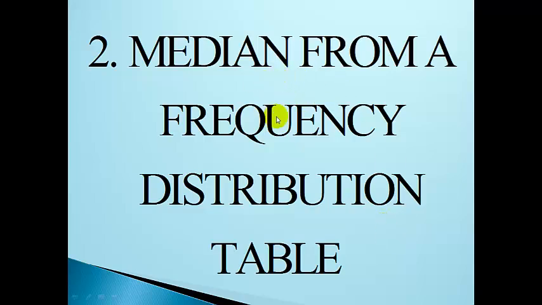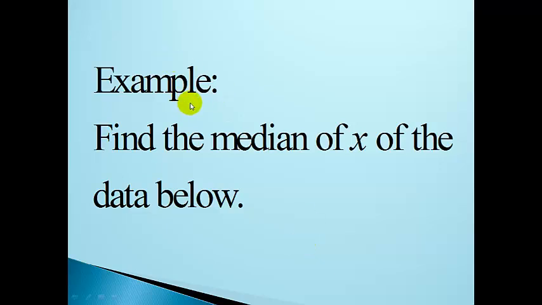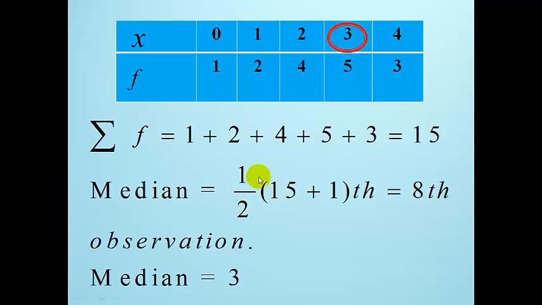Now we look at median from a frequency distribution table. How do we find the median when we are given the frequency distribution table? Let's take a look at this example. Find the median of x of the data below. Now we are given the table x and f. We have the x values and this is the frequency.